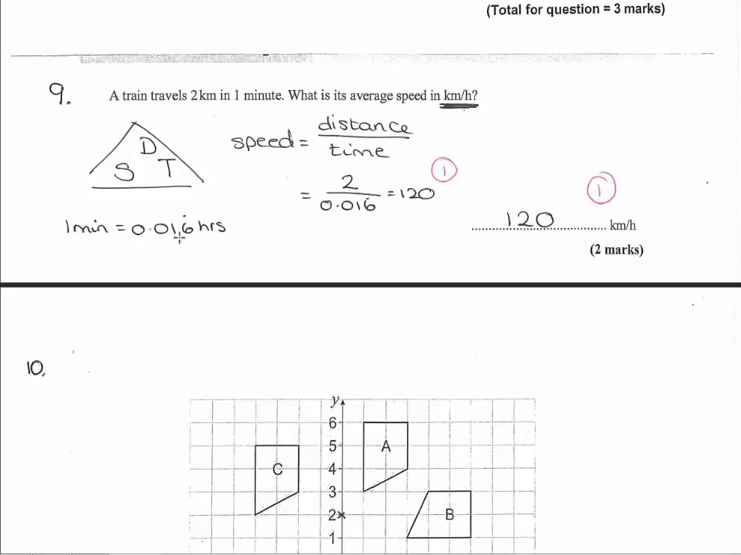Just so you understand what this teacher has done, they divided 1 minute by 60 to make 1 minute as 0.016666 hours. So now the time is in hours, and now it's distance divided by time. 2 kilometers divided by your time in hours, which gives you 120. It's a bit of a more complicated way, in my opinion, of doing it. There's a more straightforward way of doing it, which is the way I just said. Multiply that by 60.